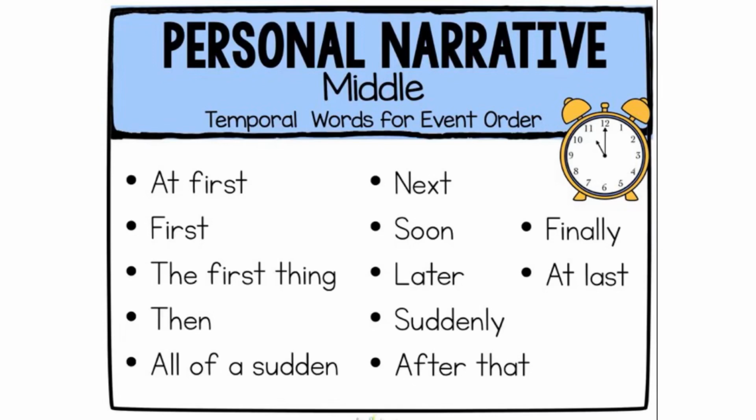At first, the first thing, then, all of a sudden, next, soon, later, suddenly, after that, finally, at last. We can use these words at the beginning of our sentences, in the middle of the story, to help us explain what happens next in the story, what happens at the end of the story, what happens in the middle of the story. Let's look for these words in a different story.